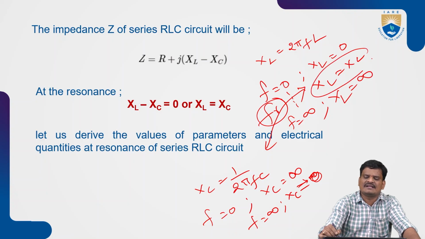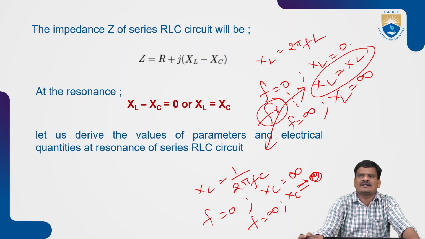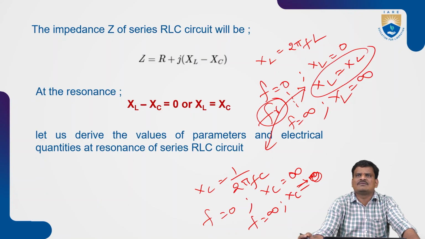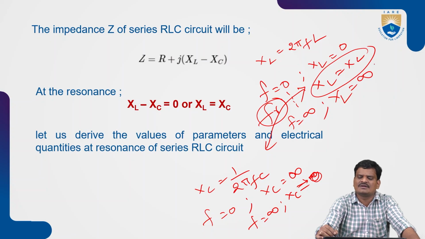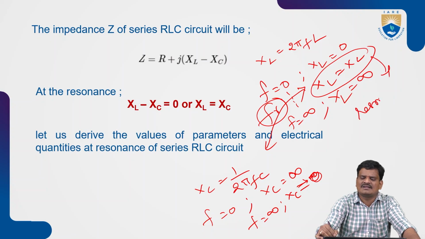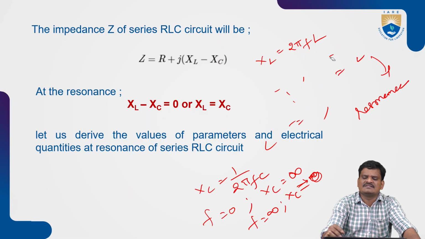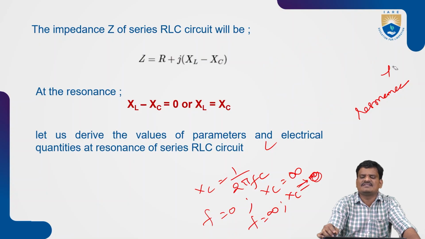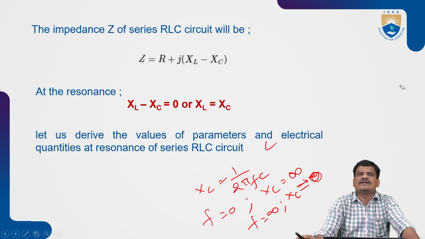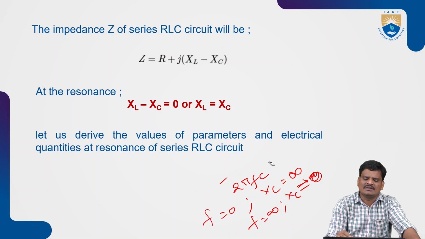This condition at which XL, the inductive reactance offered by the circuit, is equal to the capacitive reactance of the circuit, is considered as the resonance condition, and that frequency is called the resonant frequency. After obtaining the resonance condition, that is XL equal to XC, we need to derive the expression for the resonant frequency FR from the given circuit.